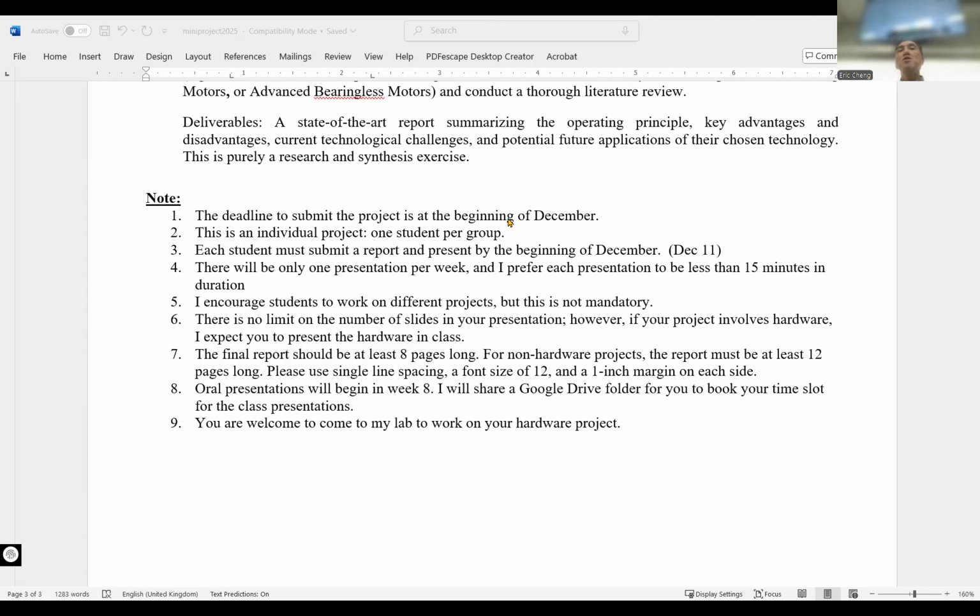For the project report, we don't need too many pages. About 8 pages will be good enough. But if it's only a survey or desktop study without any hardware, I prefer more pages, maybe 12. The presentations will start from week number 8, so do start to book a time. Later on, I will prepare a shared Google folder so that you can fill in your name to book a time. If you do hardware, come to my lab.